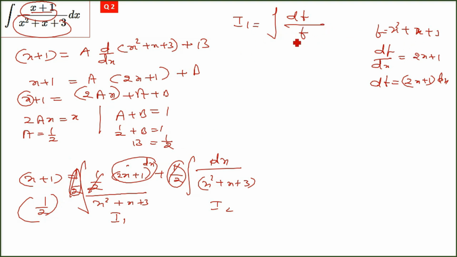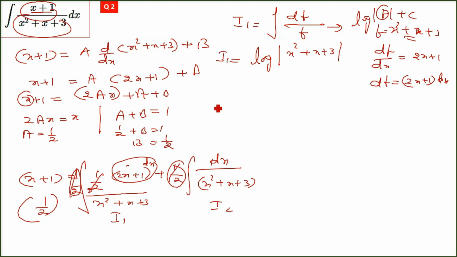So this is simply log t. Log modulus is very important. Log of x square plus x plus 3, because t was x square plus x plus 3, because integration of dt by t or dx by x is log x or log t. Now we have to add a constant of integration, which is c1.